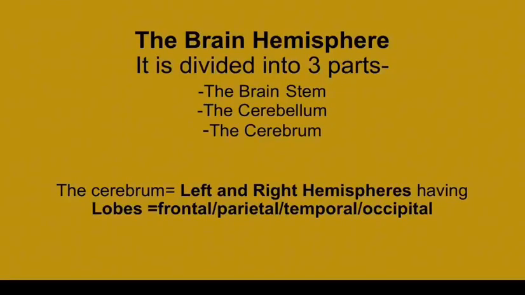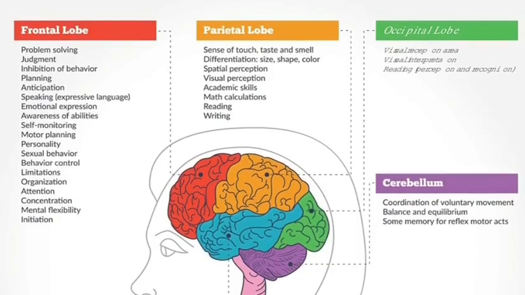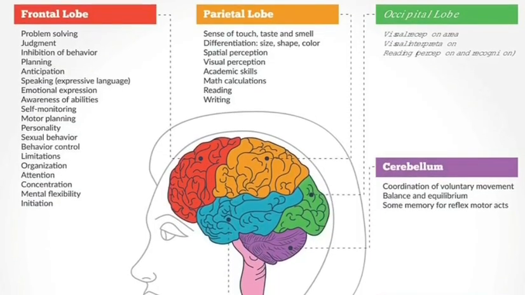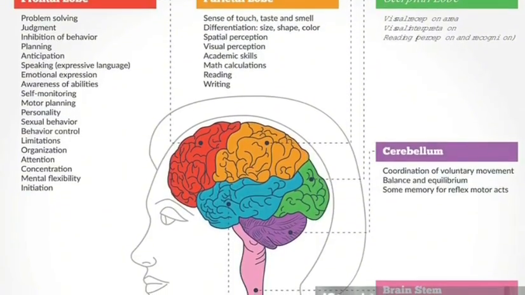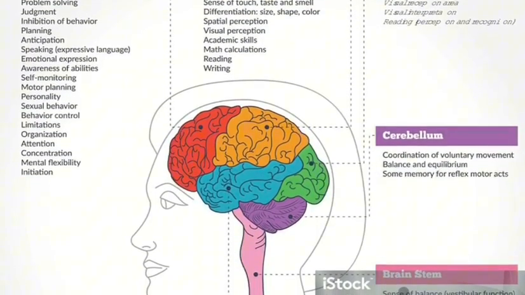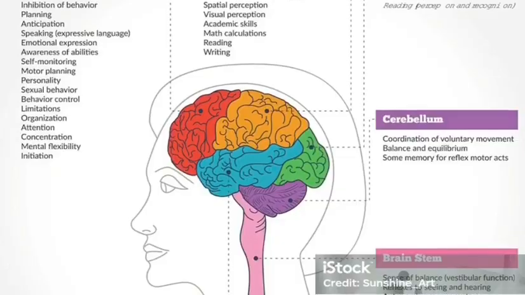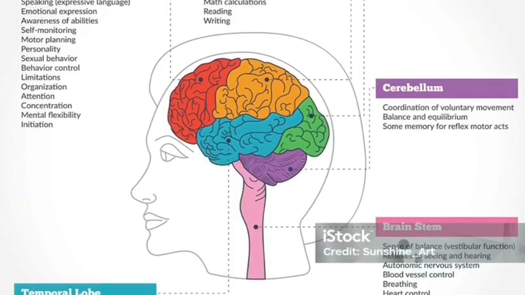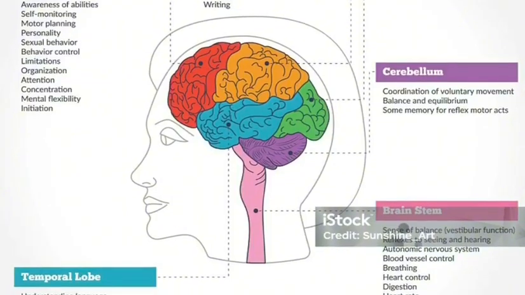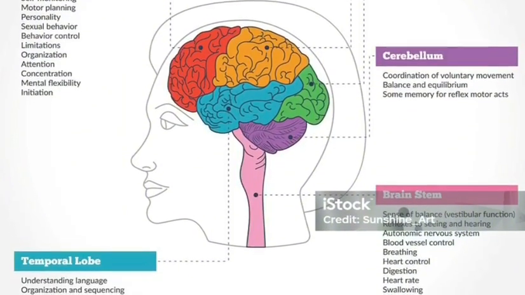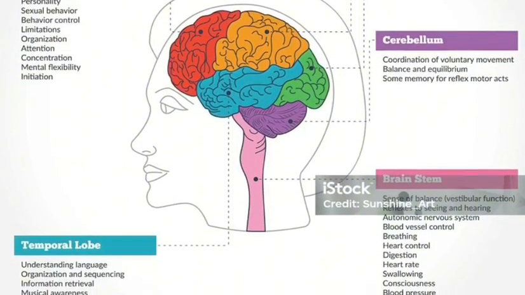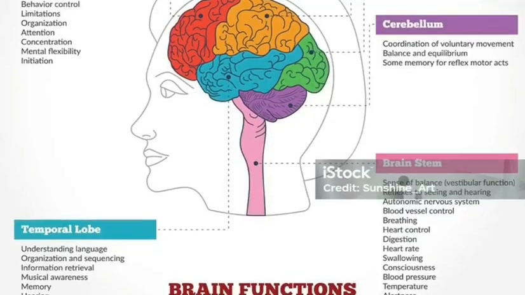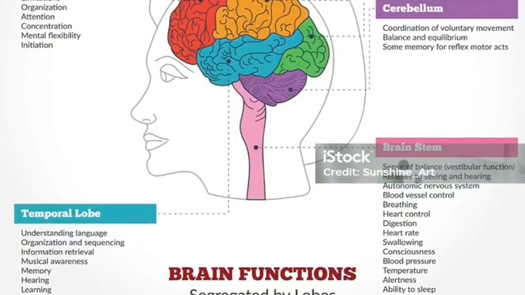So moving on, we want to look at this diagram closely. We can see the frontal lobe, we can see the parietal lobe, and the occipital lobe. Below we have the cerebellum and the brain stem, quite little as we can see there. And finally, to your far left, we have the temporal lobe.